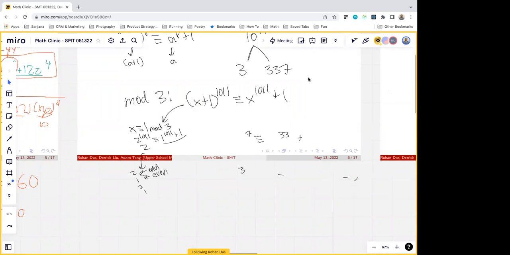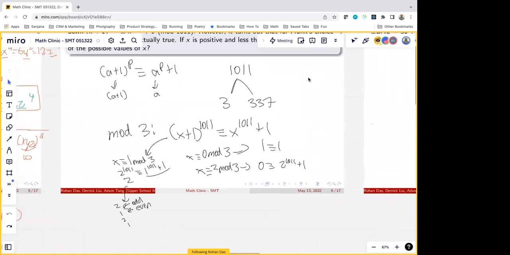So for x congruent to 0 mod 3, we just have 1 is congruent to 1. And for x congruent to 2 mod 3, we have 0 is congruent to 2 to the 1011 plus 1, which you again know is true because 2 to the 1011 is 2 mod 3. So then we don't need to worry about the mod 3 part of this. We only need to worry about the mod 337 part.